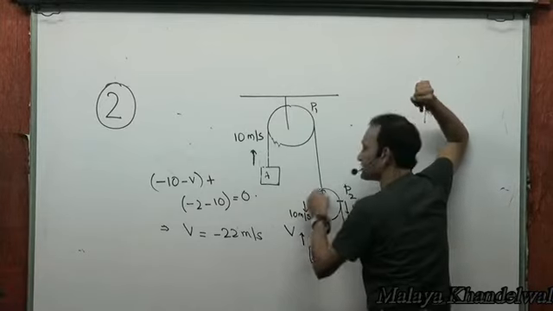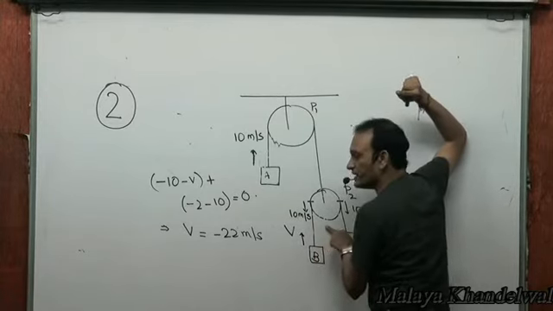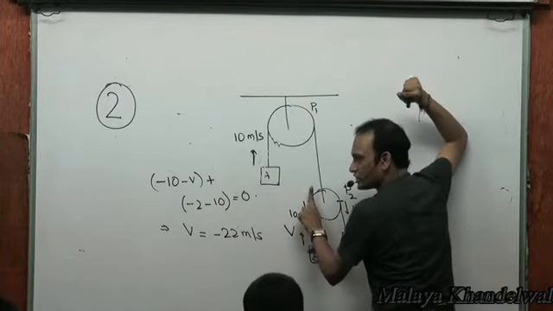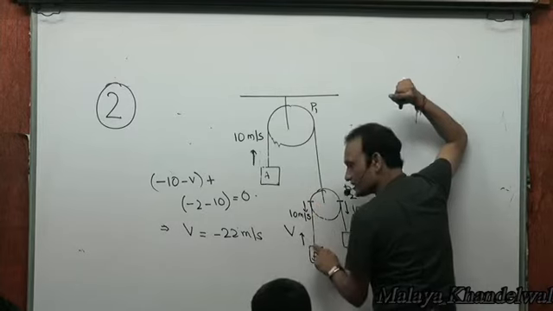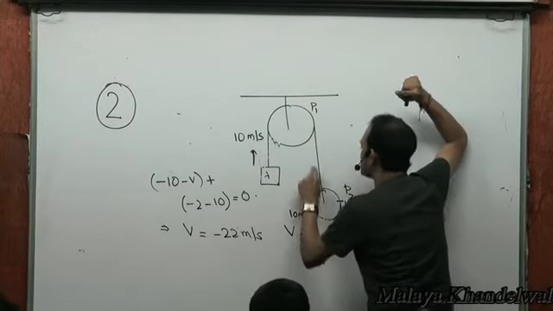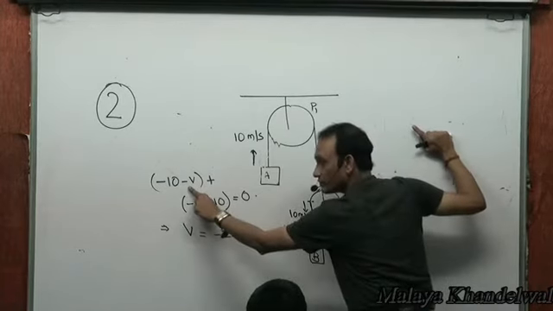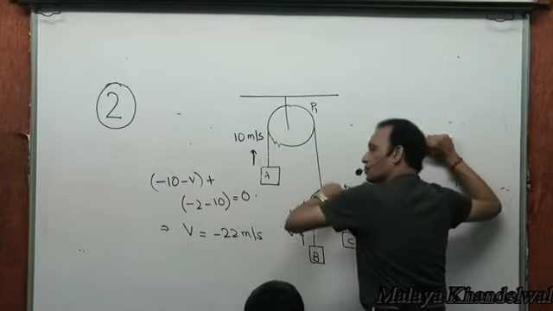Now, I traverse the string this way. I'm assuming the velocity of B is V upwards. So, now I go this way. This is my direction of traversal. This is the final point. This is the initial point. Velocity of this point in this direction, minus 10, minus velocity of this point in this direction, V, is 0.